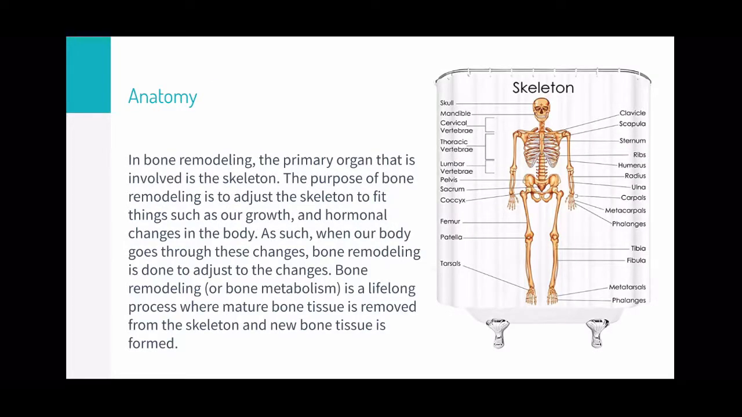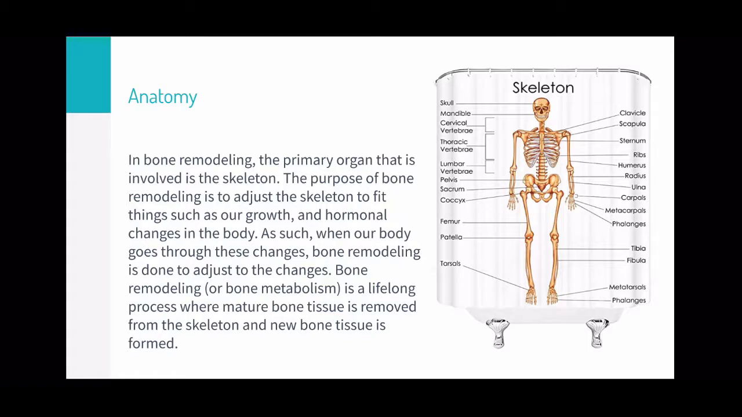The next topic of bone remodeling will be anatomy. In bone remodeling, the primary organ that is involved is the skeleton. The purpose of bone remodeling is to adjust the skeleton to fit things such as our growth and hormonal changes in the body. As such, when our body goes through these changes, bone remodeling is done to adjust such changes.